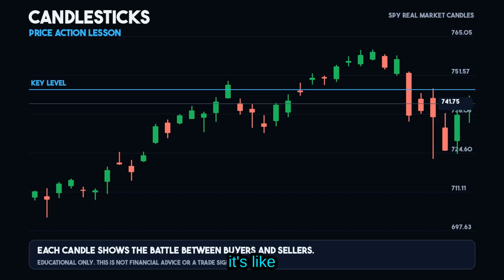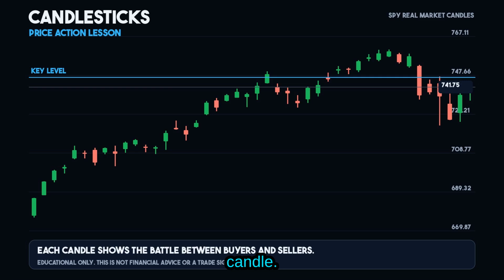Now, think of the wick. It's like the stick of the candle. The wick is the range of prices beyond the opening and closing price. If the wick is long, it tells us that prices moved a lot further than we initially thought.